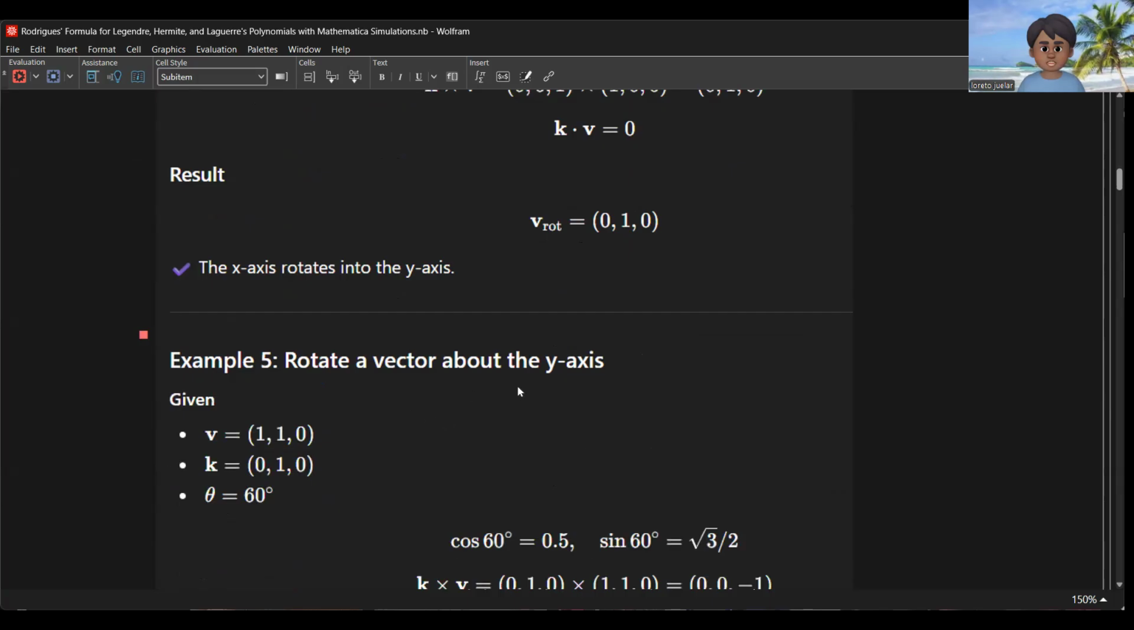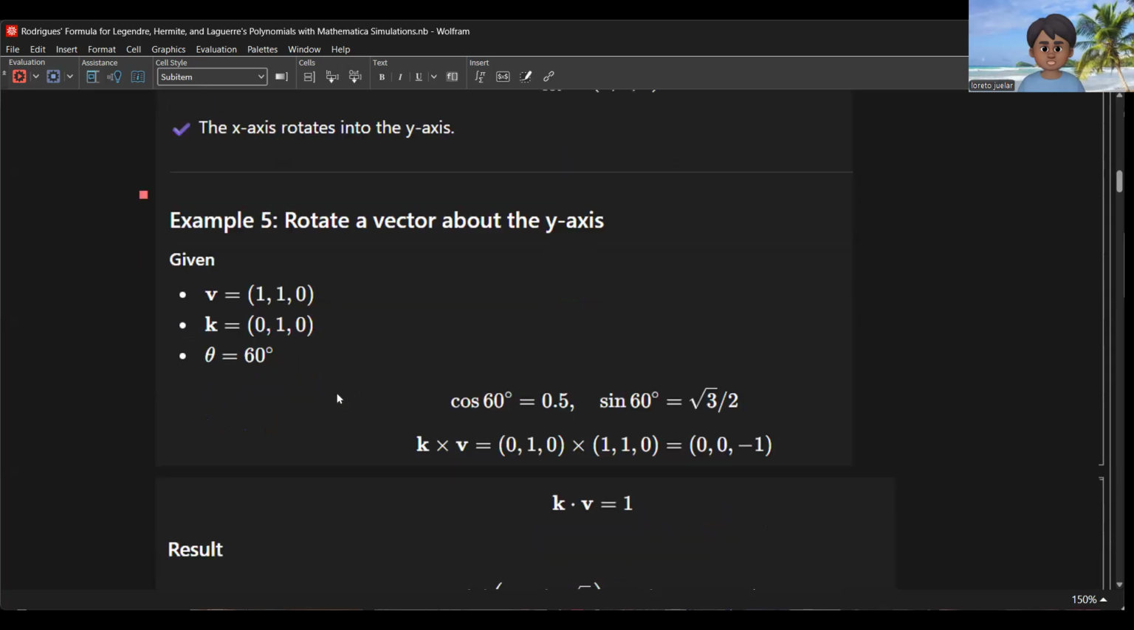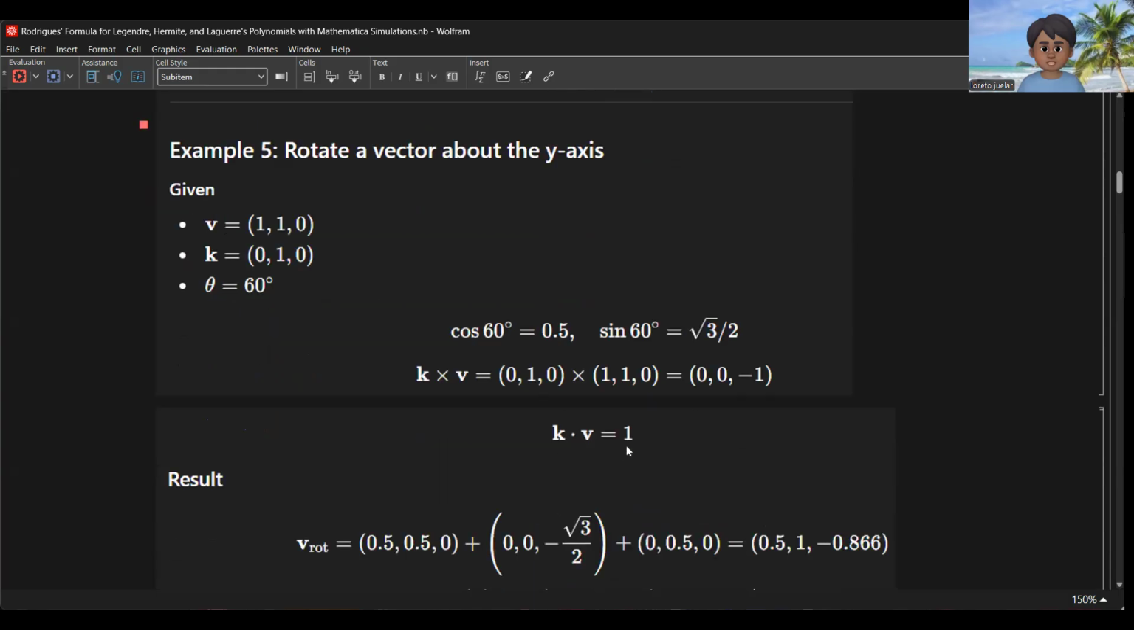Next, rotate the vector about the y-axis. The given vector is 1, 1, 0. The axis of rotation is 0, 1, 0, so this is the y-axis. The angle is equal to 60 degrees, so cosine 60 degrees is equal to 0.5, and sine 60 degrees is equal to square root of 3 over 2. The cross product of k and v, 0, 1, 0 cross product with 1, 1, 0, is equal to 0, 0, negative 1. Then the dot product of k and v is equal to 1.